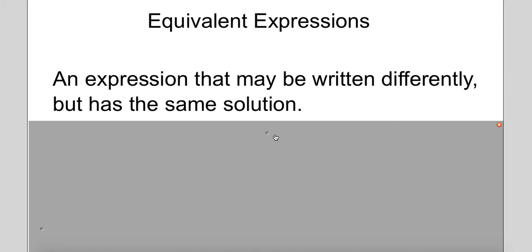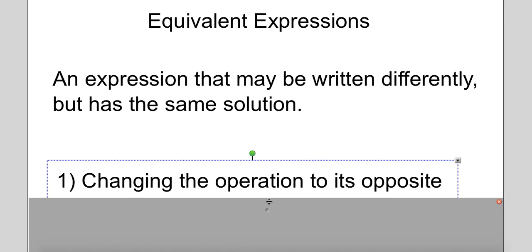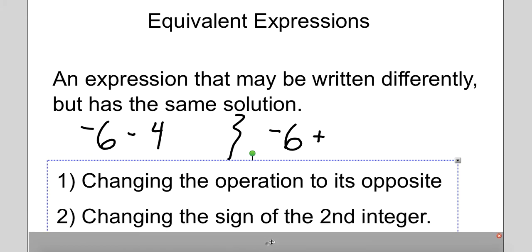Now there are two steps to writing an equivalent expression. The first of which is changing the operation to its opposite. So I'm going to use this example first. We're going to have negative 6 minus 4, just like we did before. If I'm going to rewrite this, the first thing I'm going to do is rewrite my first number. I'm going to keep that the same. That's not what I'm going to be changing here. But I am going to change the operation to its opposite. So instead of subtracting, we're going to be adding. Now the second step to this, to make sure that they do stay equivalent, is we're going to be changing the sign of the second integer to its opposite as well.